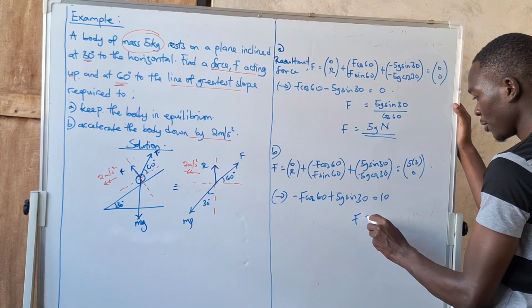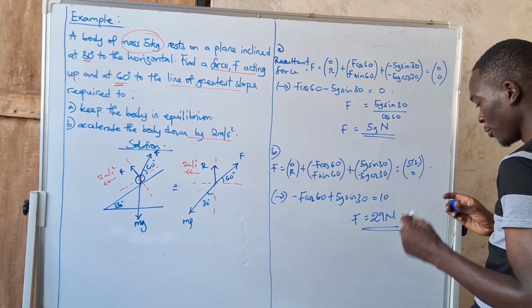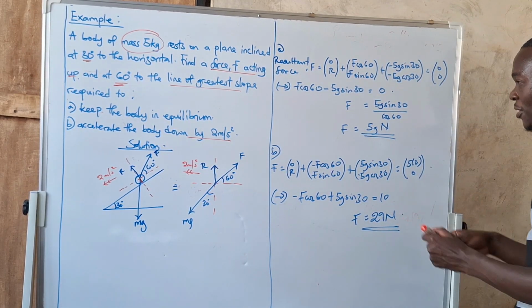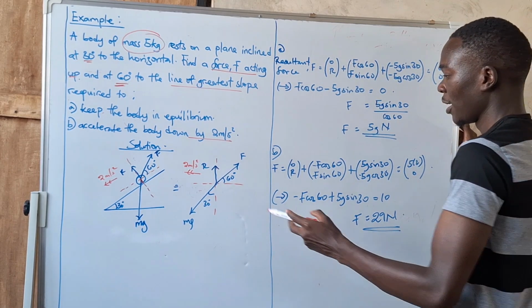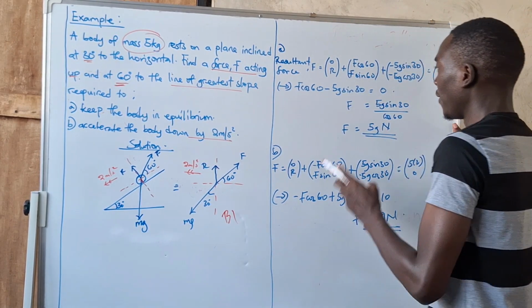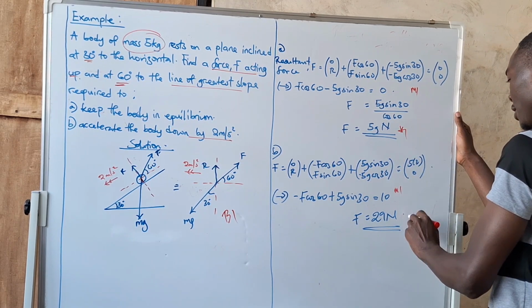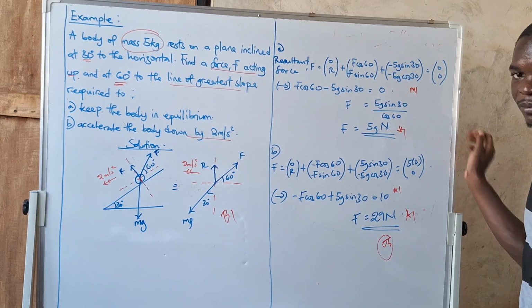Now, when you solve this, you'll see that F will be equal to 29 newtons. Yeah, prove me wrong. Convince yourself that it's 29. So this is what you're expected to do. You get a bonus there: a method mark and an accuracy mark, so to get your 5 marks.